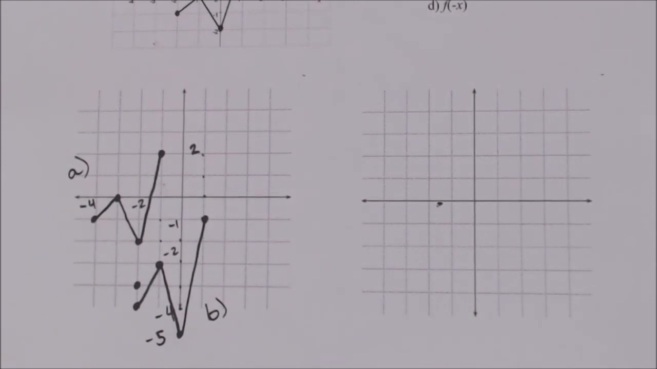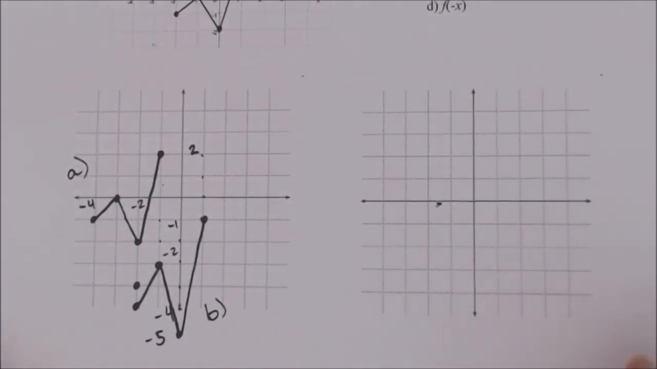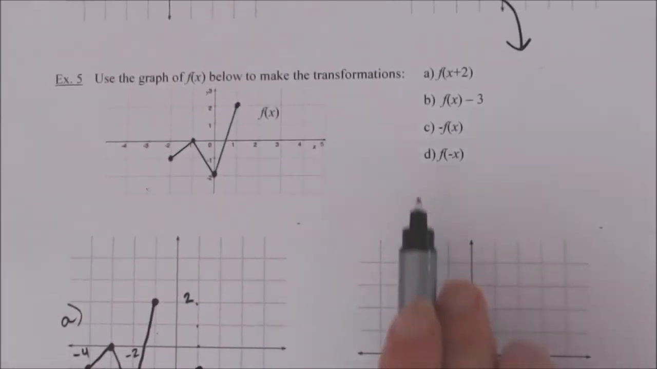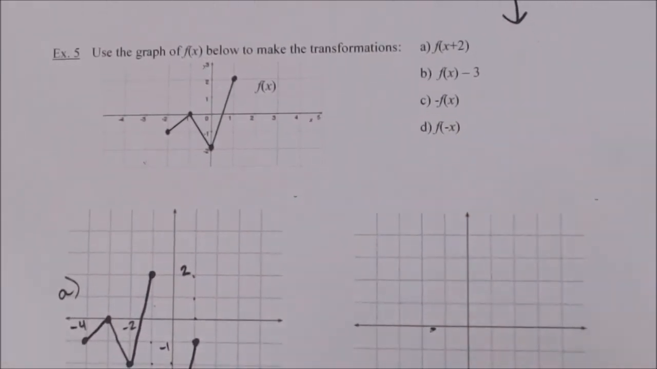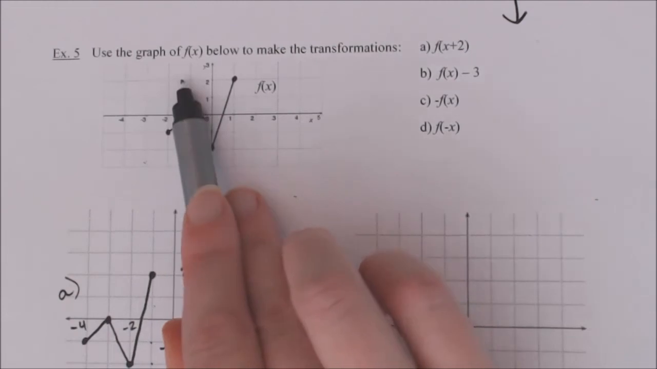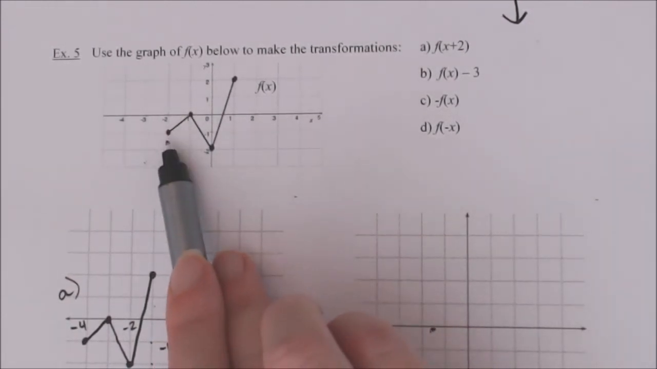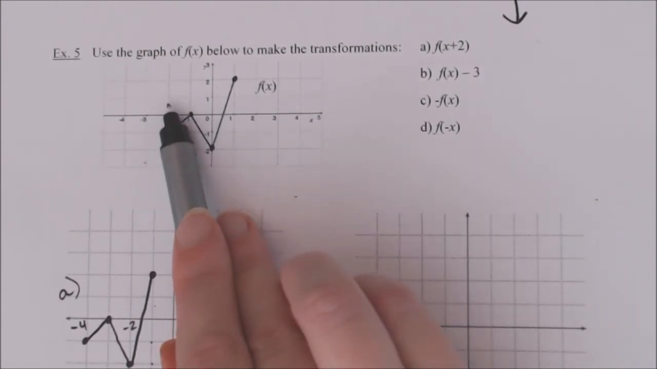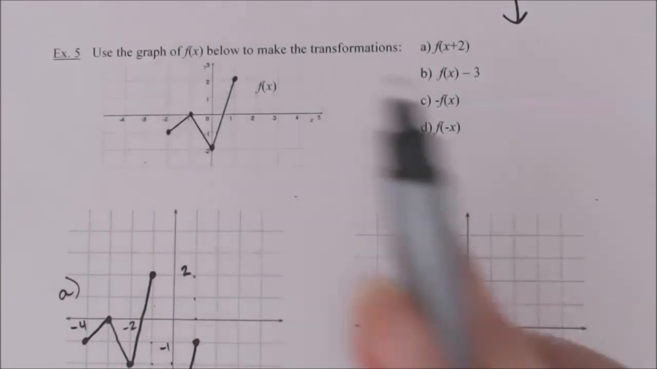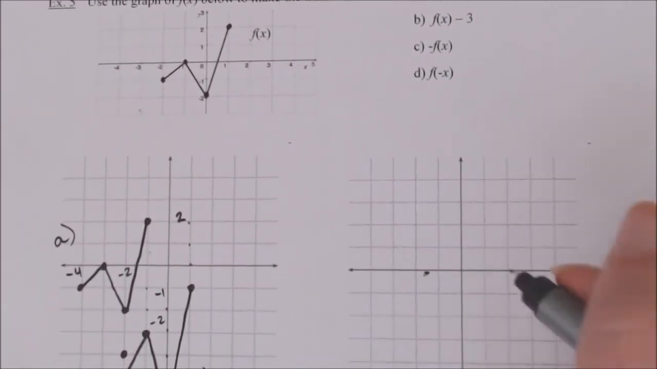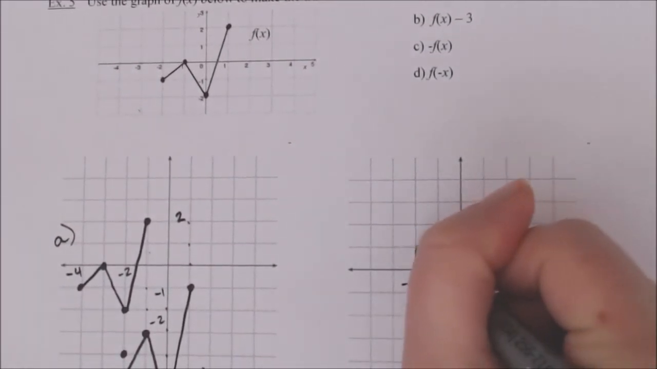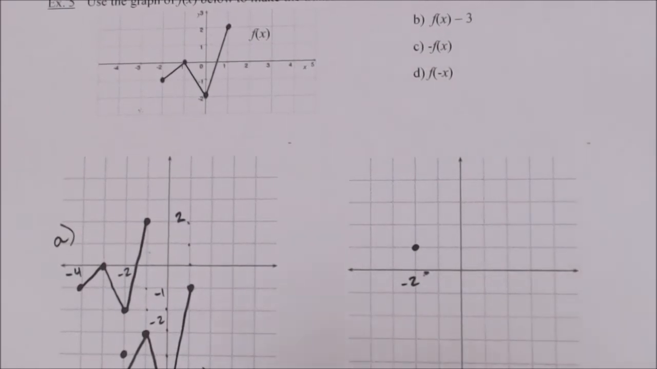Okay, part C, they want us to take it and reflect everything over the x-axis because there's a negative in the front of the function. So each of these points, if you reflect it over the x-axis, it's going to put it in a different quadrant. So -2, -1, that's going to flip up and put me in quadrant 2. So that'll put me at -2, +1. Let's draw that. So here's -2, +1, so it puts me there.